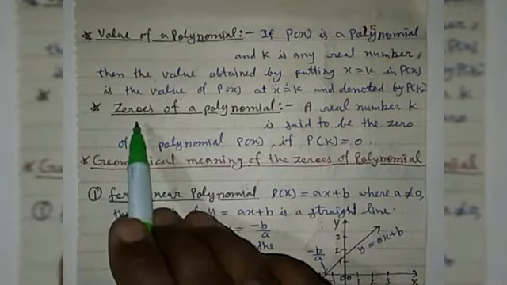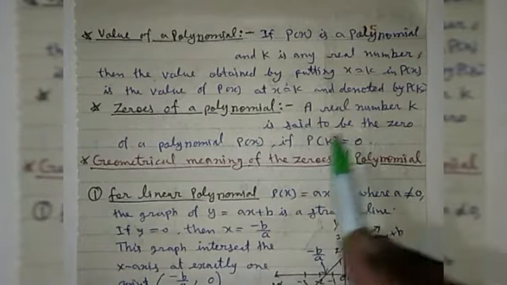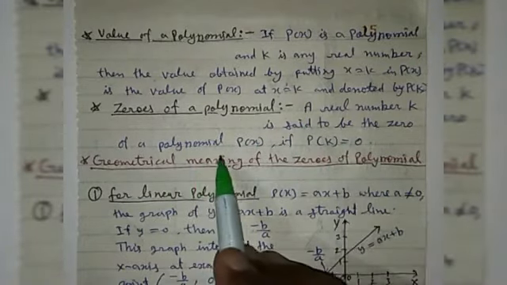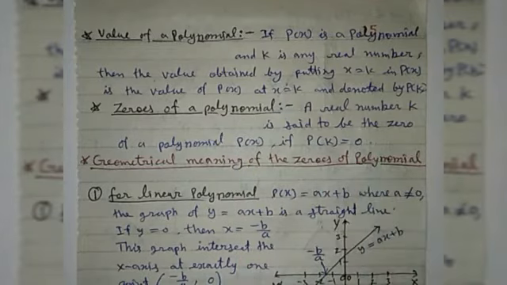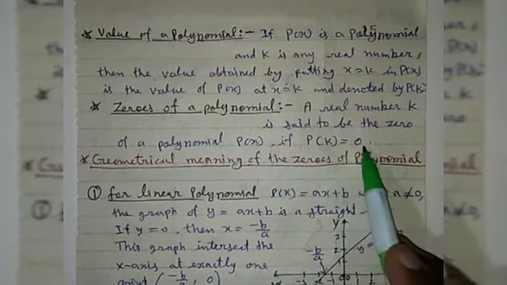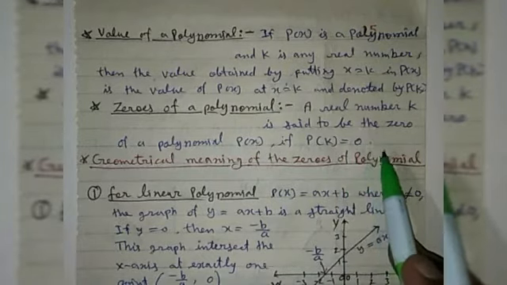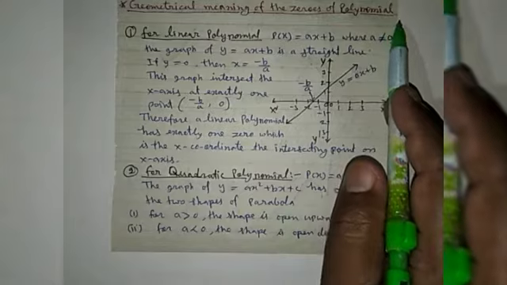Then the next topic is zero of polynomial. A real number k is said to be the zero of a polynomial p(x) if p(k) equal to 0. Means the value of x for which the value of polynomial is 0 is known as zero of a polynomial. Now we will see the geometrical meaning of the zeros of polynomial.